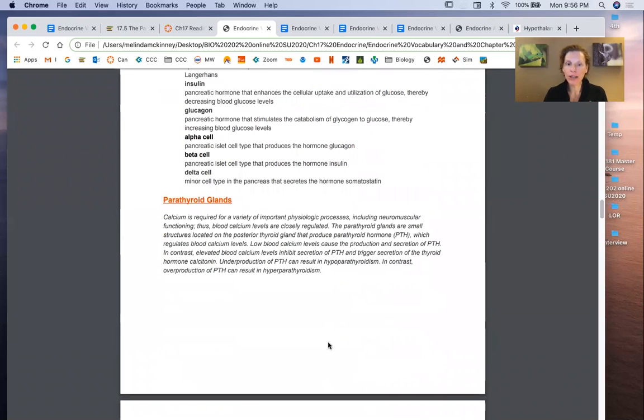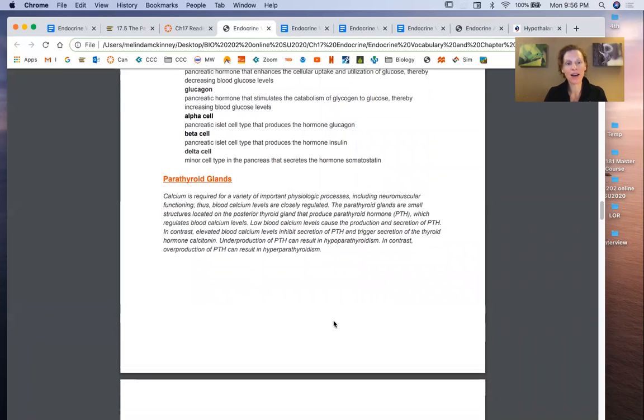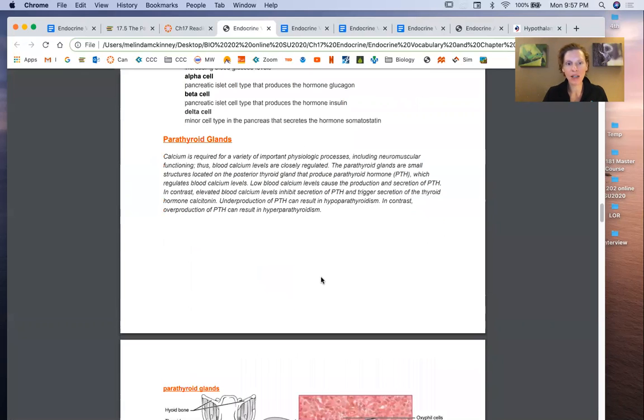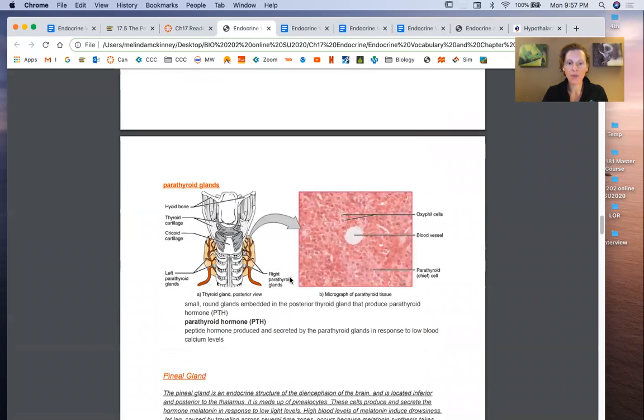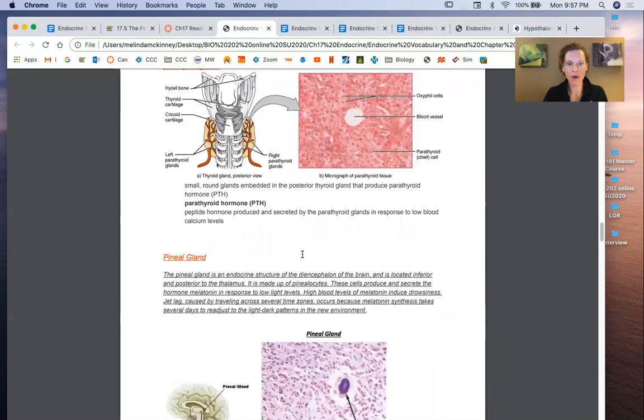The parathyroid glands, para is just adjacent to or next to, so it's next to the thyroid. And this is really involved in calcium. So the parathyroid secretes parathyroid hormone, or PTH, and PTH is going to increase the calcium levels in the blood. So this is really important because calcium is involved in a lot of different physiological reactions. So again, image, there you go.